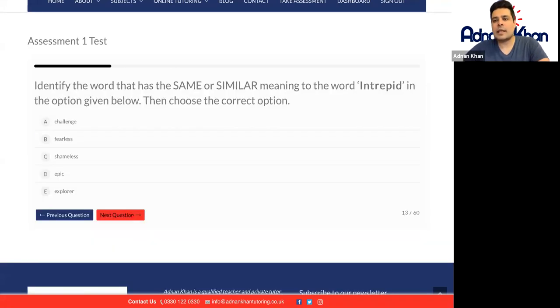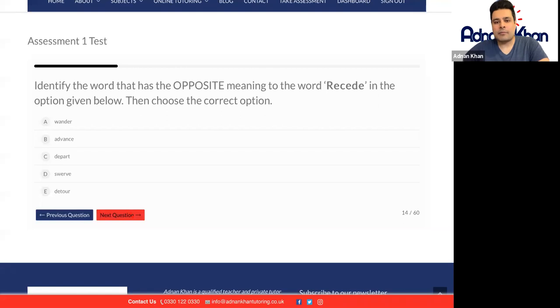Identify the word that has the same or similar meaning to the word intrepid. Intrepid. What do we think here? Okay, let's have a look at these. It's a bit of a difficult word. I would say that in this case, the word is going to be fearless. Okay, so intrepid and fearless mean exactly the same thing. That means that you are not scared of anything. So good, let's lock that in.